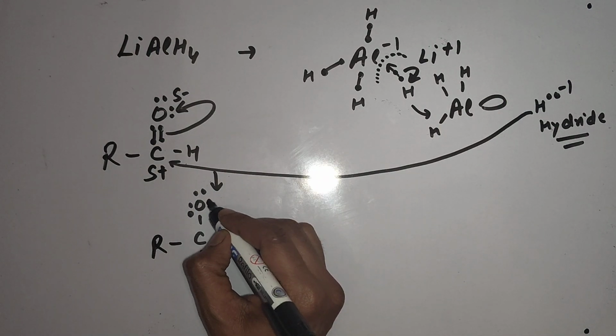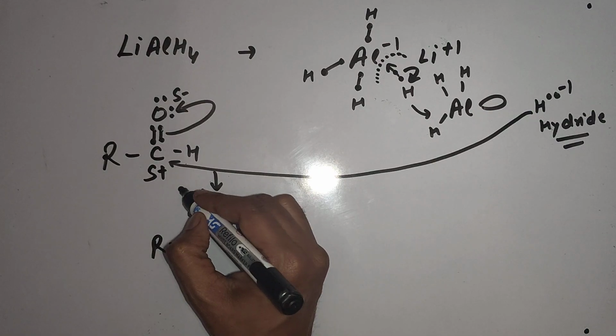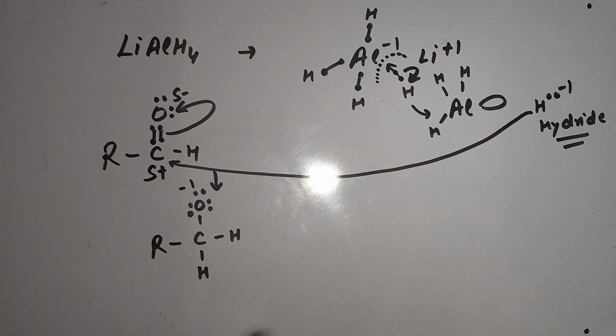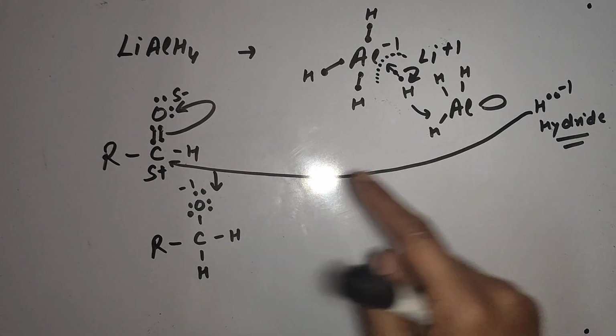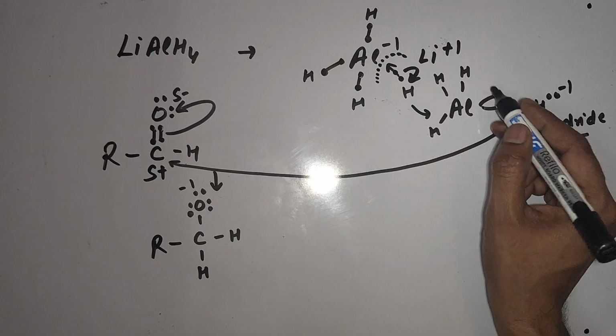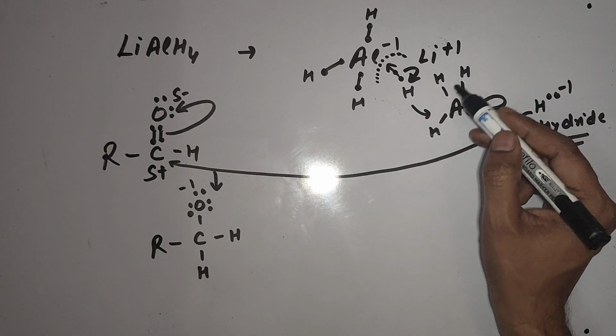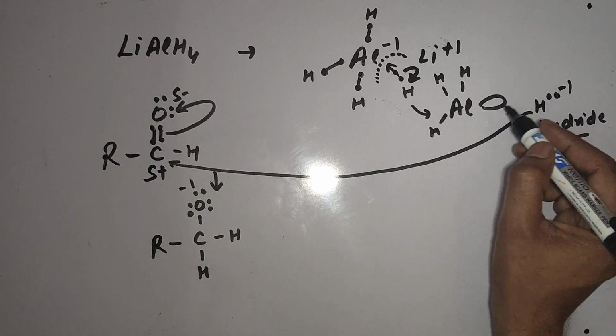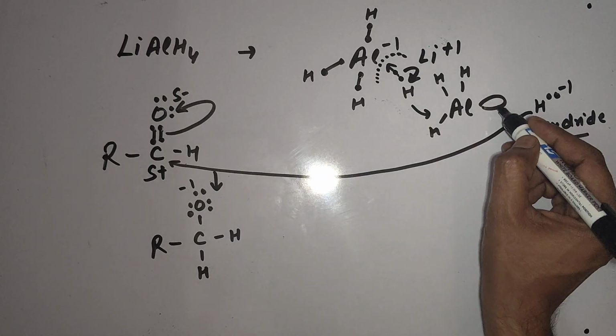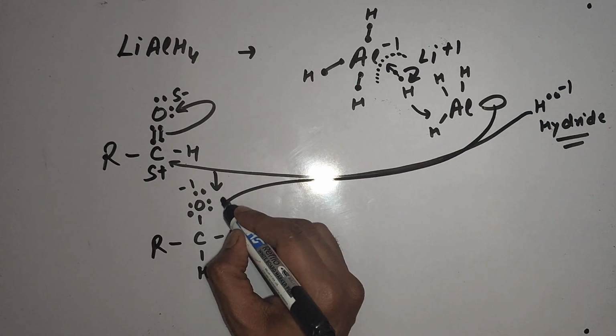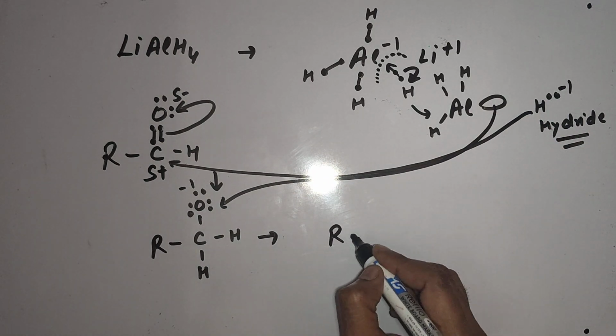Now oxygen will carry 3 lone pairs with a negative charge. Who can satisfy it? Watch here. Aluminium trihydride is available with a vacant orbital. Vacant orbital, lone pairs, it will combine with it, due to which we will get this compound.